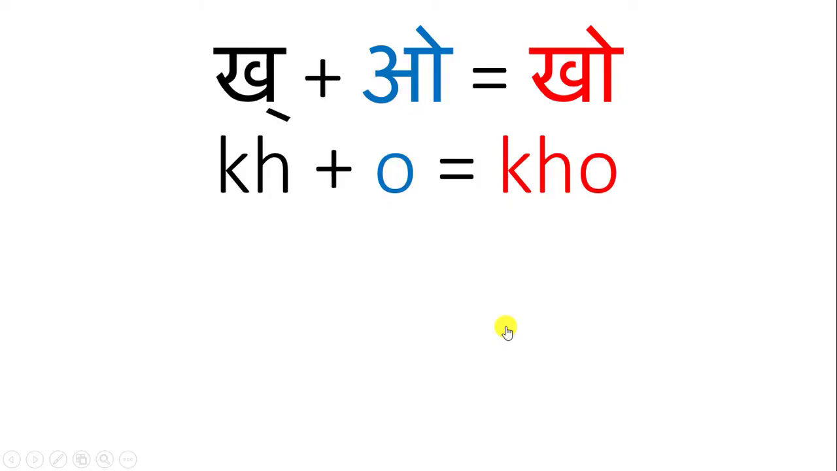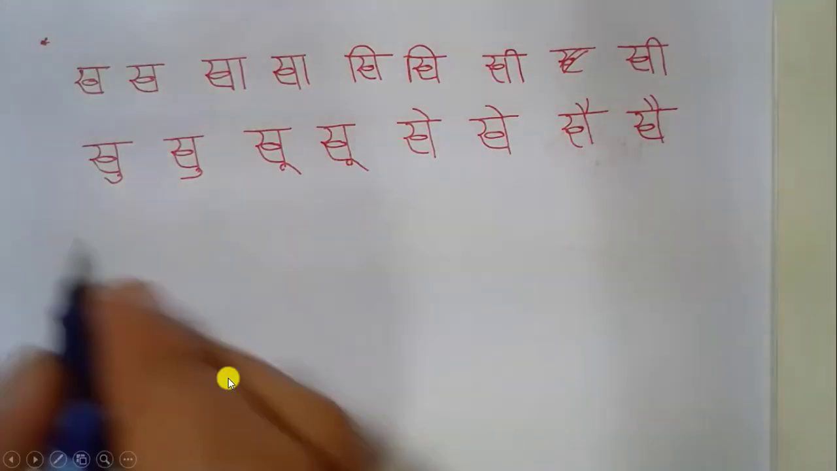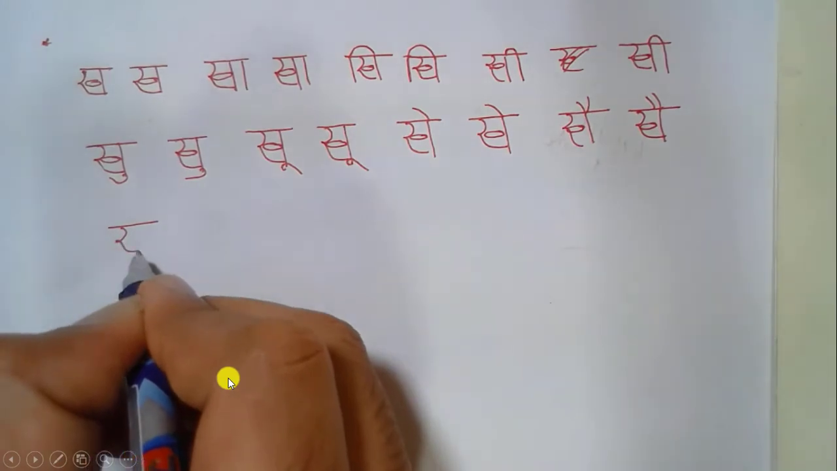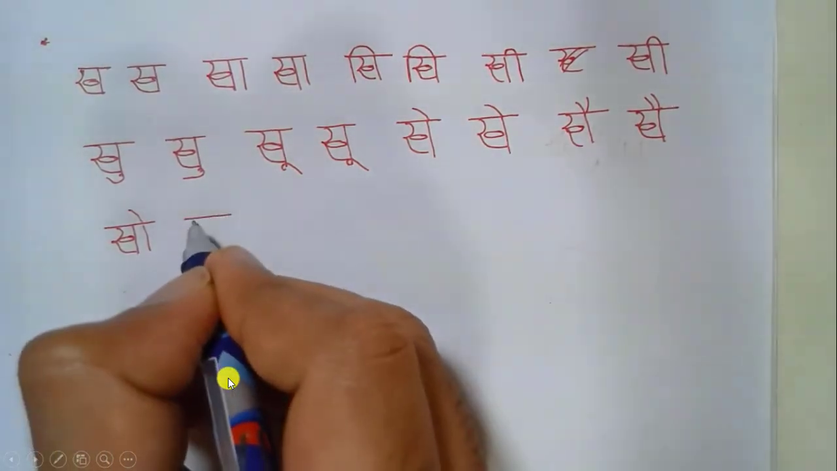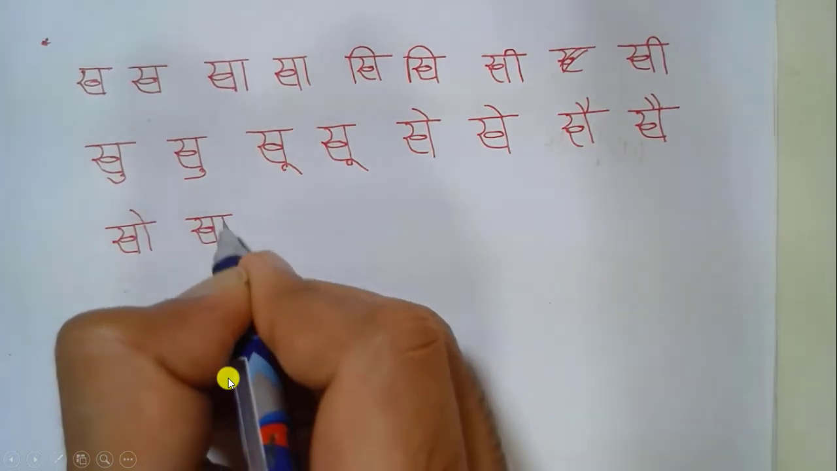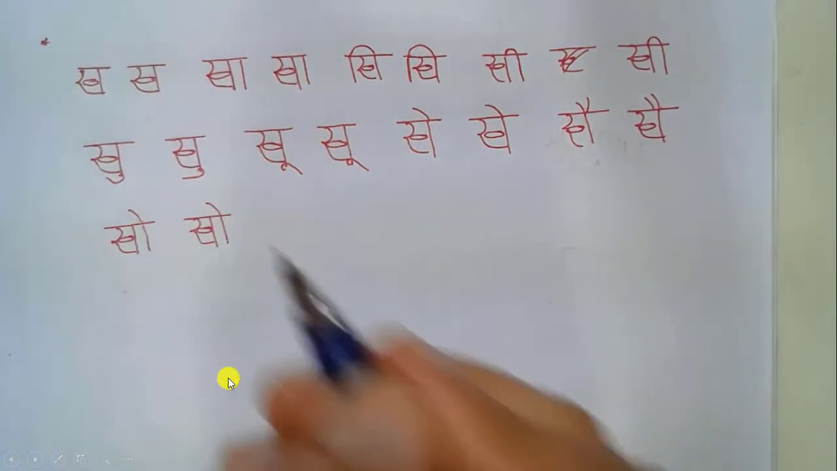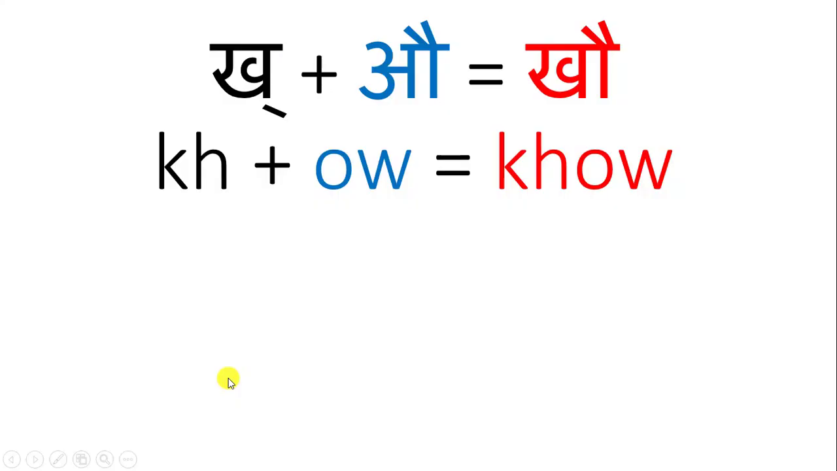Next is Ko. You get this sound Ko when you add K to O. K plus O equals Ko. And you write Ko like this. Once again.